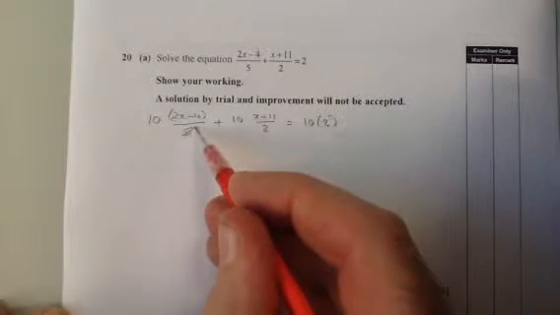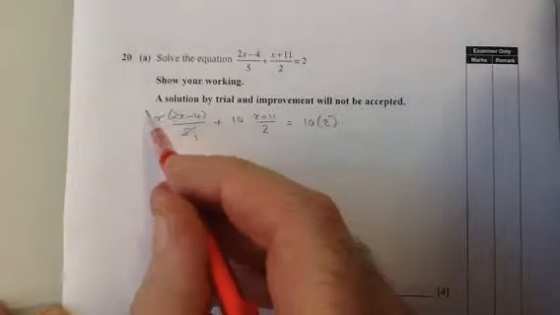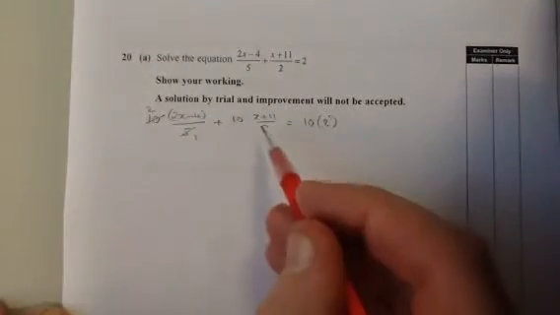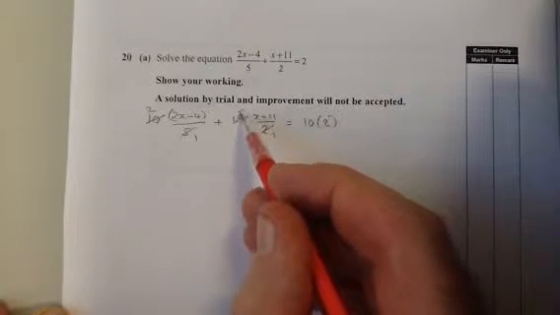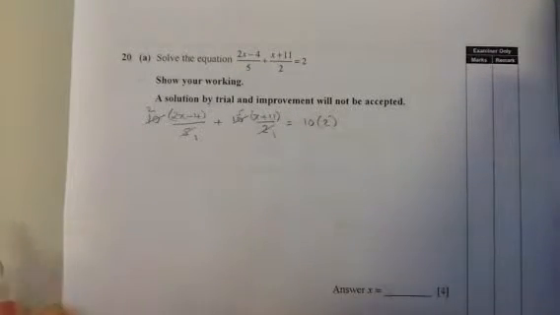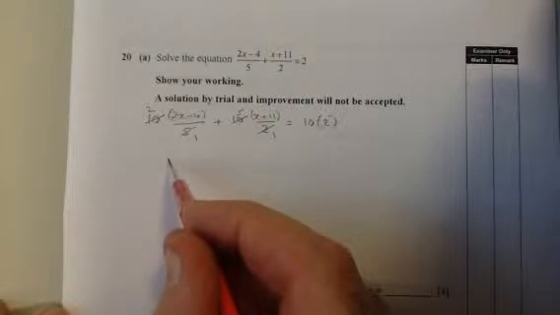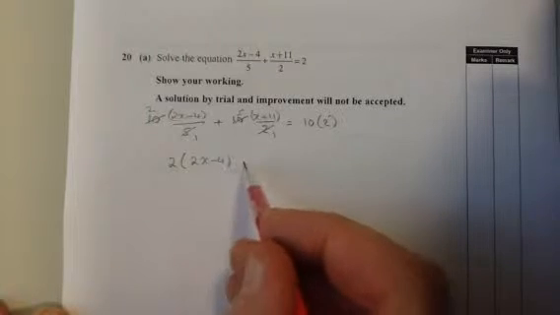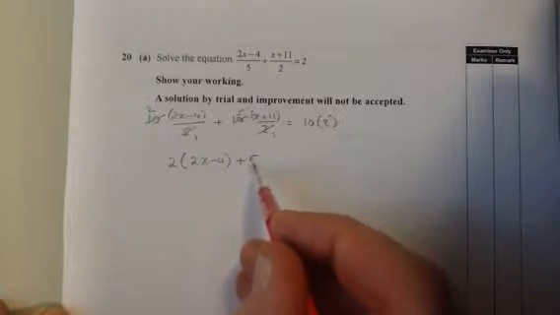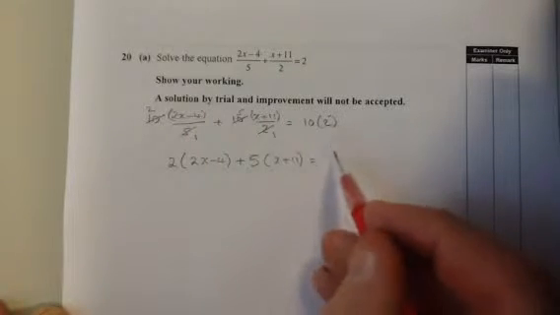Because that's the lowest common multiple, you're always going to be able to divide it. So 5 goes into 5 once, 5 goes into 10 twice. 2 goes into 2 once, 2 goes into 10 5 times. So now these are over 1, so we can ignore that. So our equation becomes 2 times (2x minus 4) plus 5 times (x plus 11) equals 2 times 10, or 20.